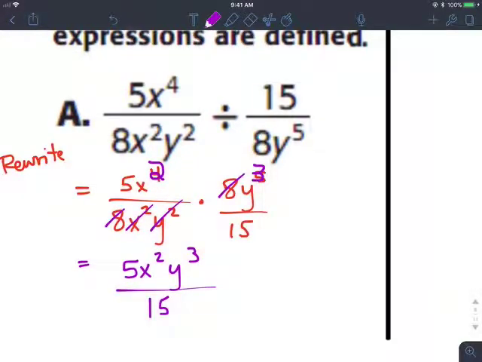Oops, it looks like we can cancel one more thing, right? 5 divided by 15, well, that's just 1/3. So x squared y cubed over 3.